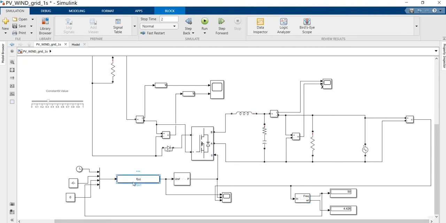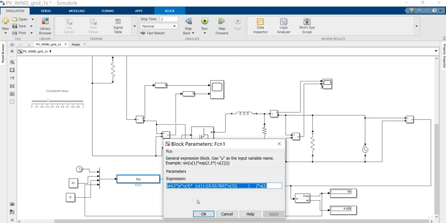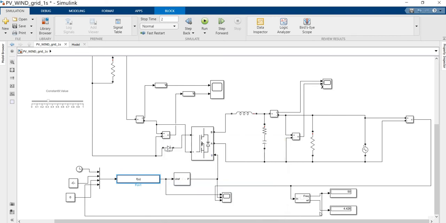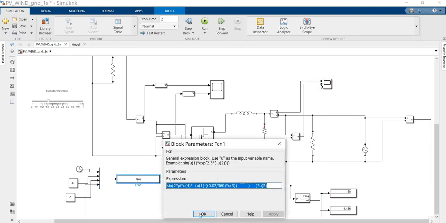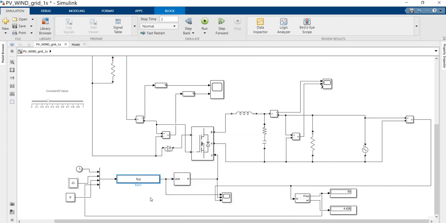I am going to generate the sine wave. The sine wave mathematical formula is sin(2πft). This is 2π, and here the u4 we obtained is the frequency f. The next one is the magnitude, and the next one is the phase angle value.